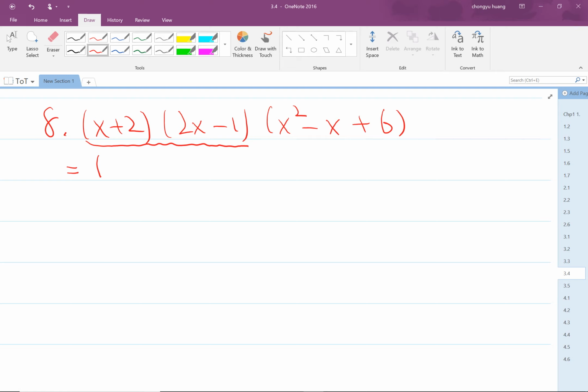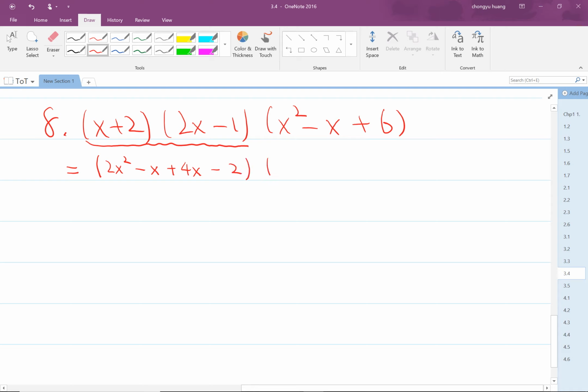So we have x multiplied by 2x, so it's 2x squared, right? And then we have x multiplied by -1, so it's negative x, right? And then we have 2 multiplied by 2x, so it's 4x, right? And then we have 2 multiplied by -1, so it's -2, right?